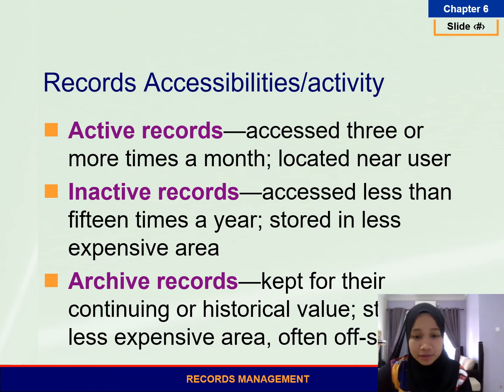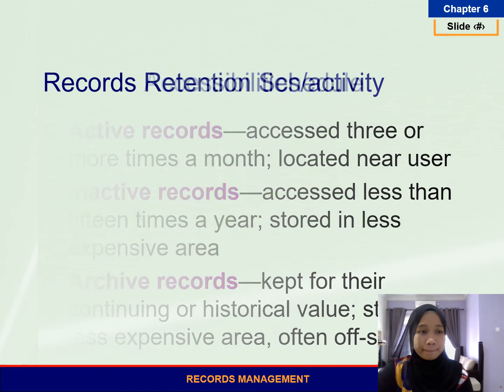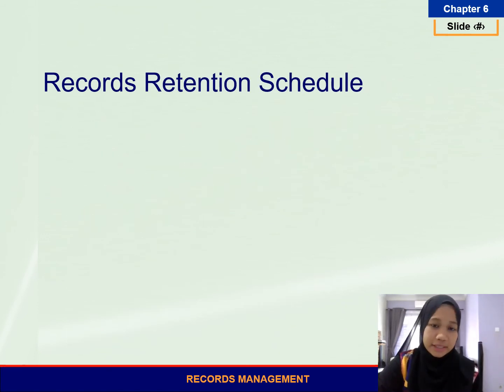Okay, and then archive records, kept for their continuing historical value, okay, stored in a less expensive area, often offsite. So kalau archive record ni adalah record yang kita simpan for historical value, okay, which is still ada value for organization until the end. So tu adalah archive record, and then we keep it in a less expensive area and offsite, often offsite, okay, which is tempat yang bukan kita selalu access pun. Okay, tu adalah archive.